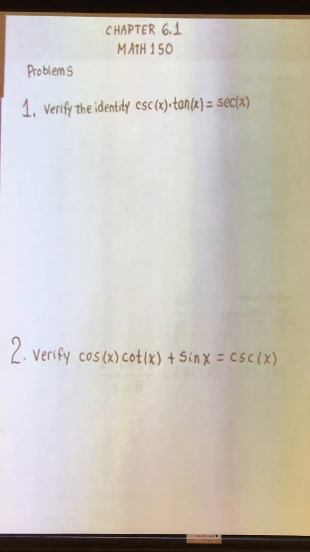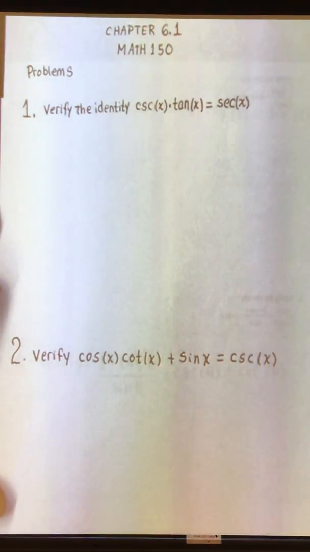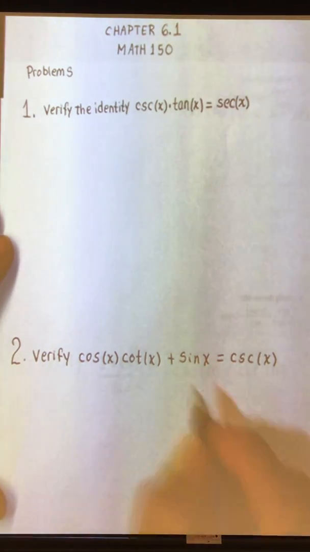Section 6.1 exercises. Problem 1. We're asked to verify or prove the identity, the cosecant of x times the tangent of x is equal to the secant of x. What we'll do is start on the left side and we'll rewrite each term so that it is in terms of sines and cosines, and eventually we'll end up with the right-hand side.